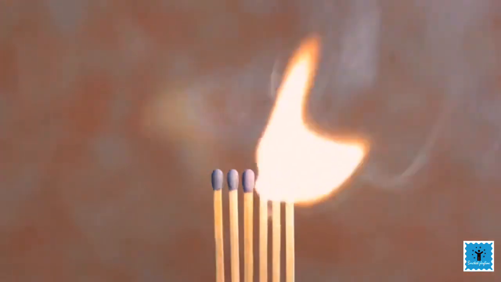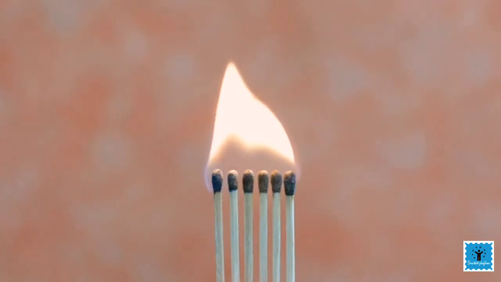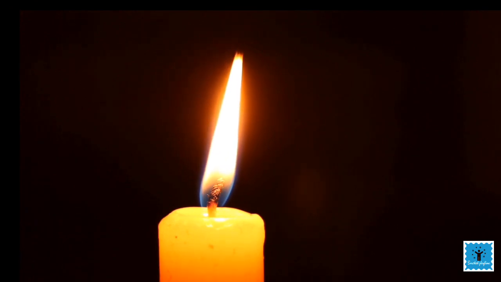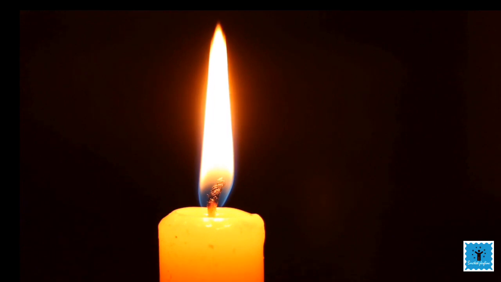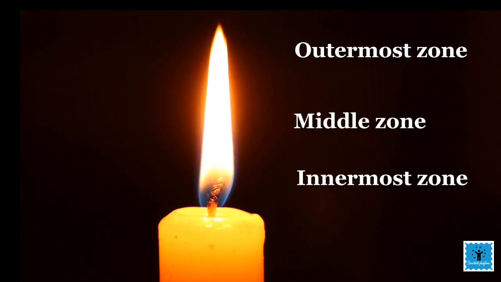Flame is the visible and gaseous part of the fire. What we see as the flame is the light energy released due to the combustion of fuel. Let's take a closer look at the structure of a flame. Flame is divided into three zones: the innermost zone, the middle zone, and the outermost zone.